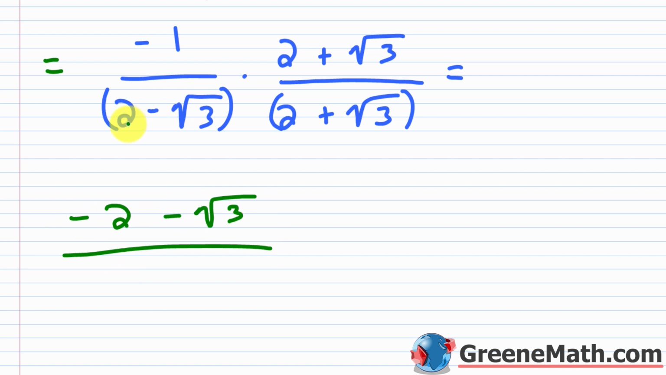Down here, you would have the first guy squared, so 2 squared is 4, and then minus the last guy squared, which would be 3. Well, 4 minus 3 is 1, so basically anything over 1 is just itself, so I can just say the answer here is -2 minus the square root of 3.